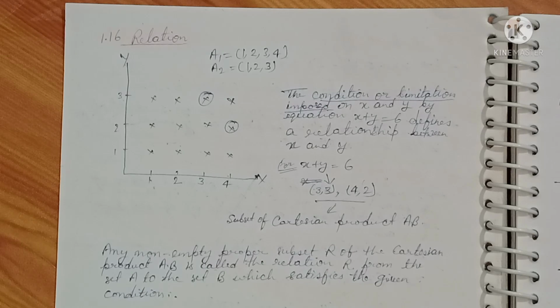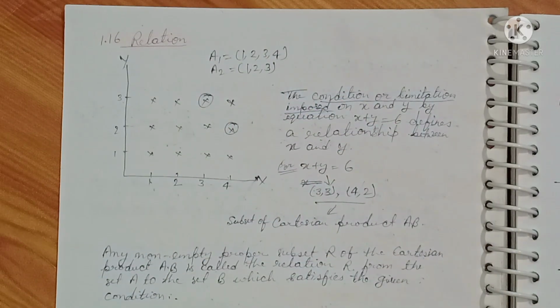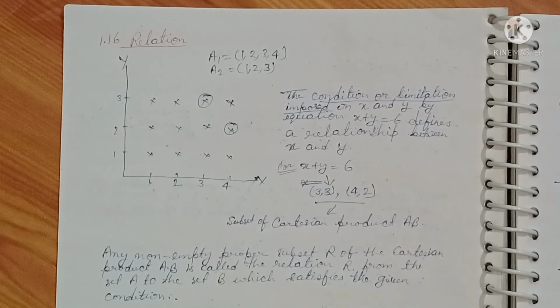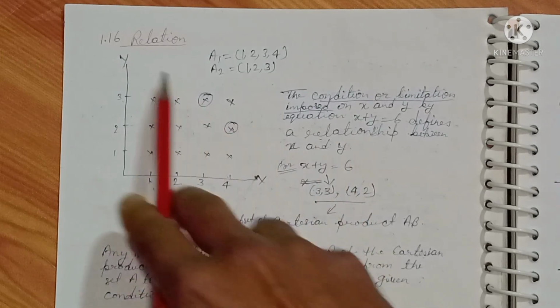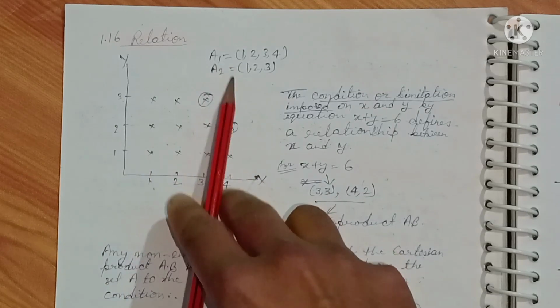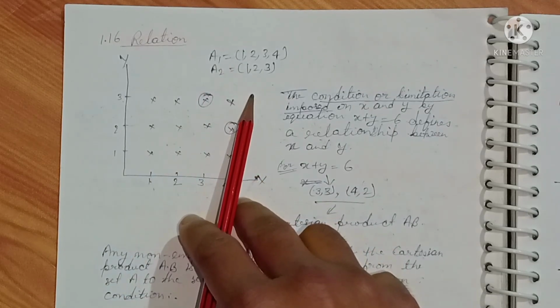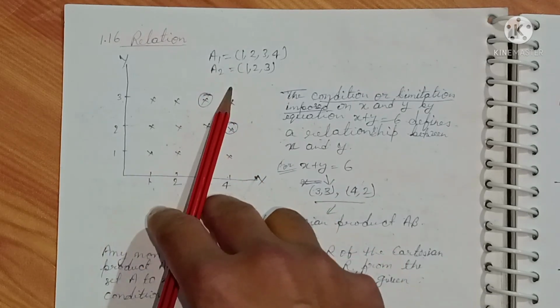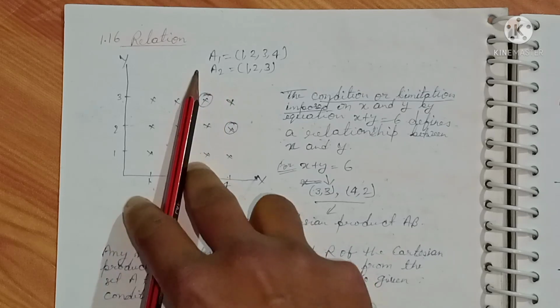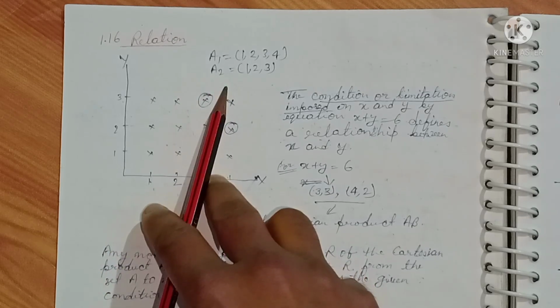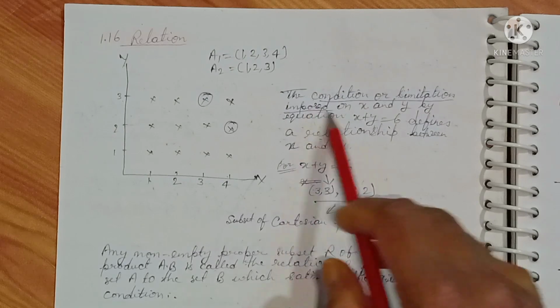Okay, so as you can see on your screen, what is relation? Now I will explain by giving an example so that you will understand in a better way. After that I will define the relation. Here two sets are given: first A1 and the second A2. And the condition, so what is relation?